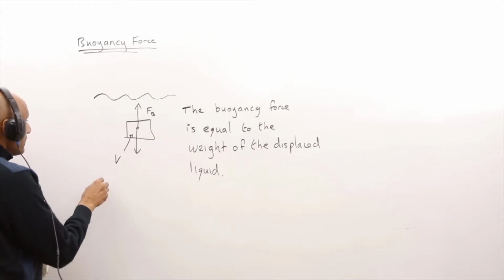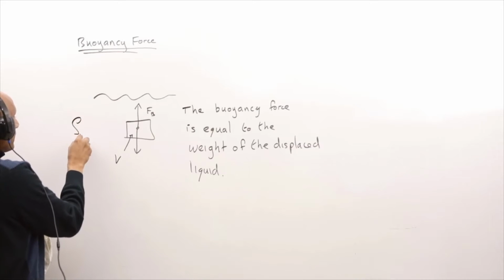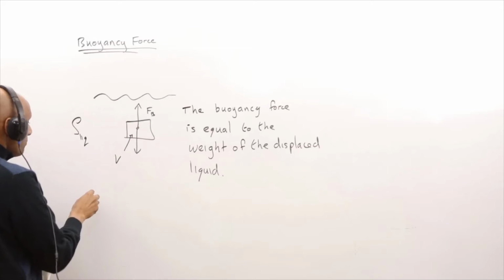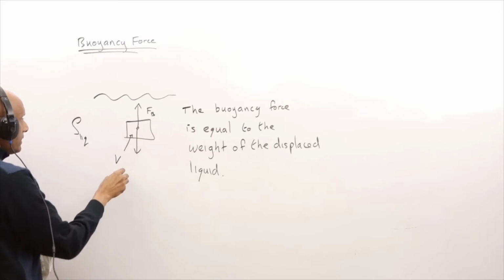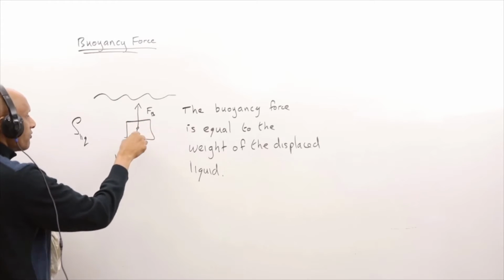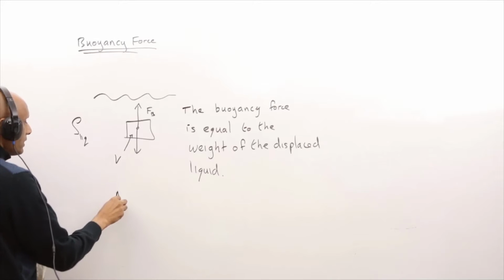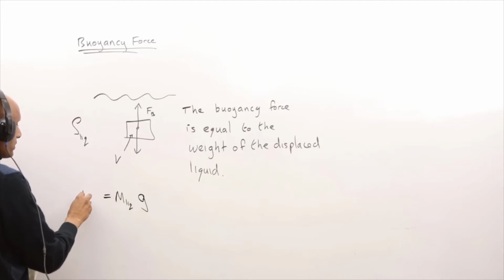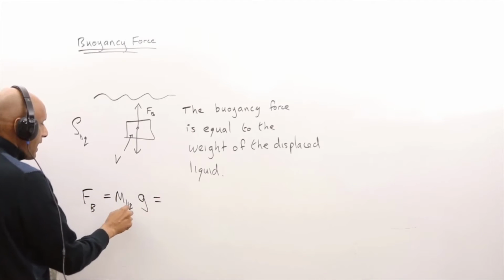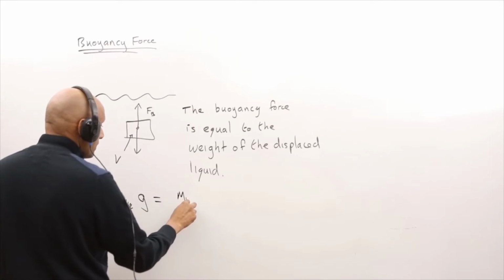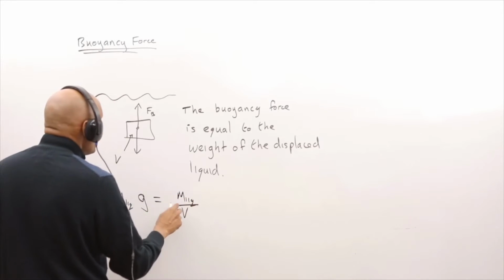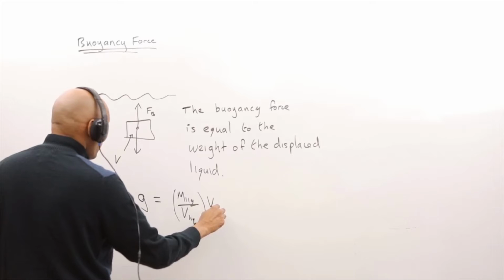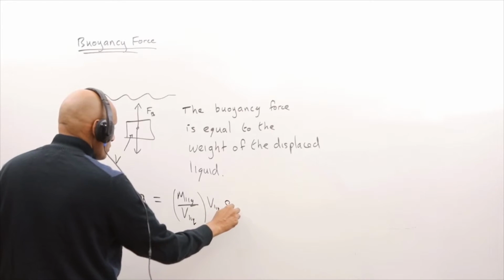So that is to say that if the liquid has a density rho, I'll put LIQ, and the volume of the object is V, then the buoyancy force is basically the mass of the liquid that would have occupied this volume. So the mass of the liquid, times g, gravitational acceleration, is the buoyancy force, FB. Now this mass of the liquid is the density divided by the volume, times the volume of the object, times g.